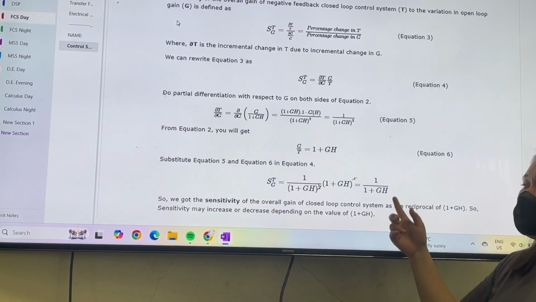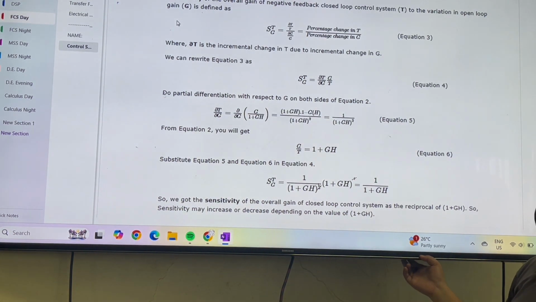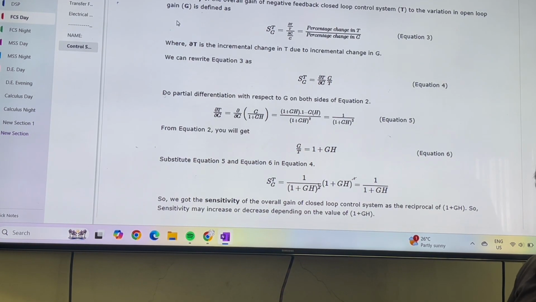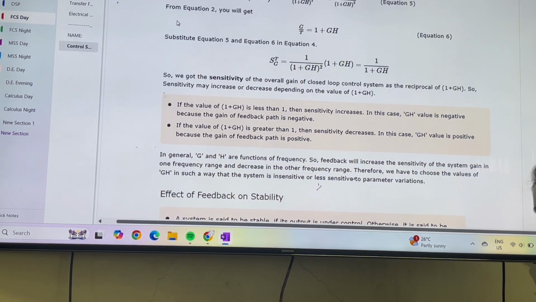So, we've got the sensitivity of the overall gain of the closed loop control system as the reciprocal of 1 plus GH. So you just take the reciprocal of G over T. Okay? So, that is our sensitivity. Sensitivity may increase or decrease depending on the value of 1 plus GH. Same as before.